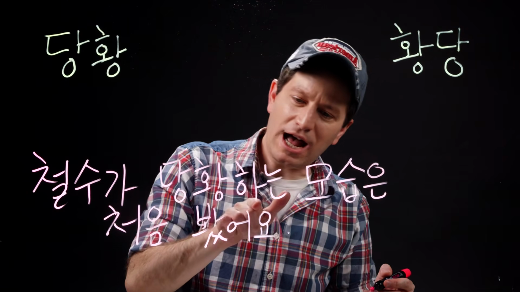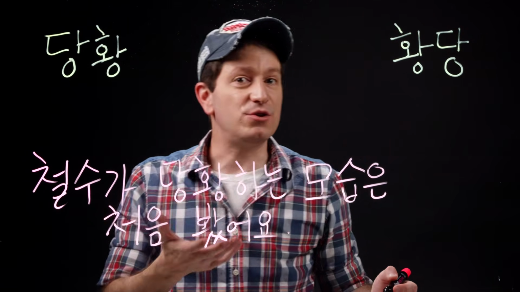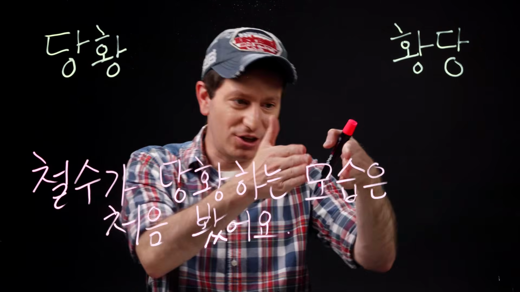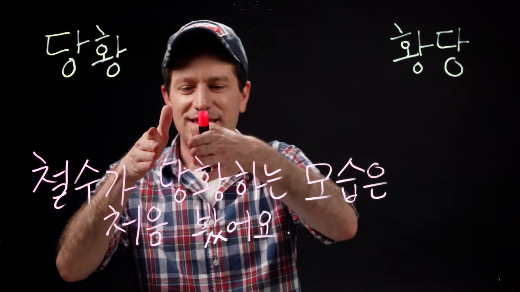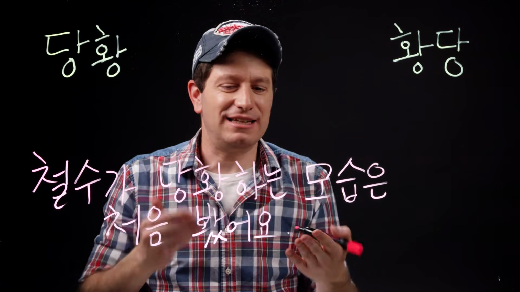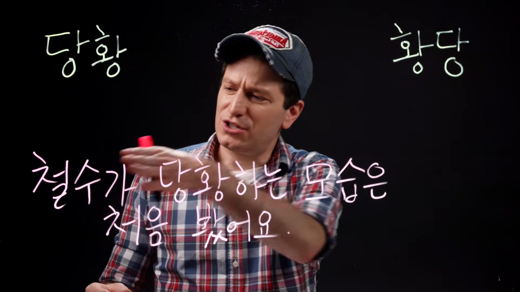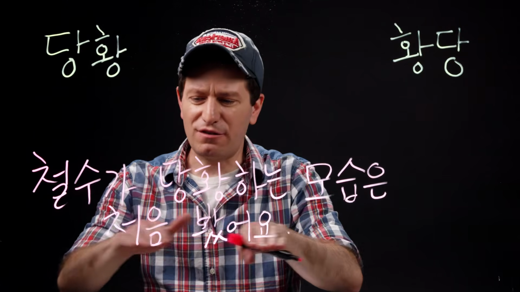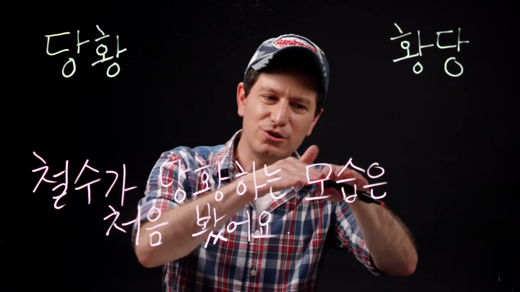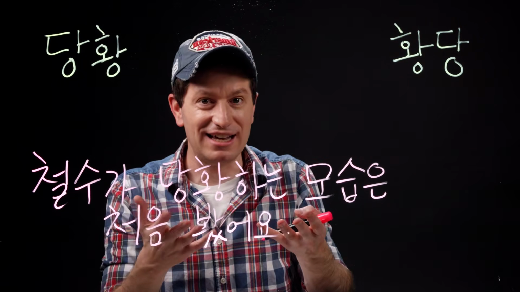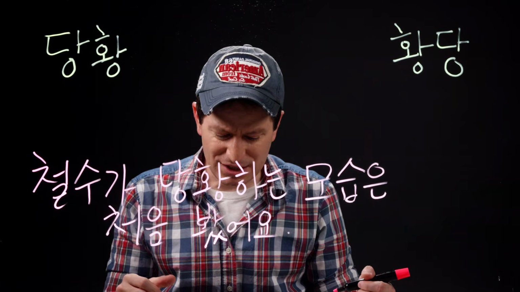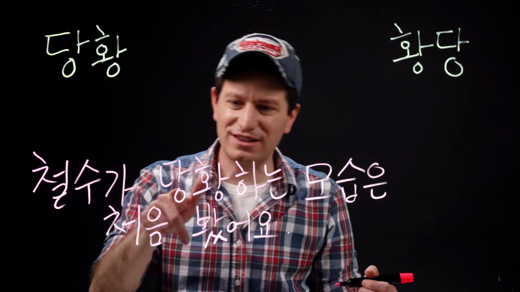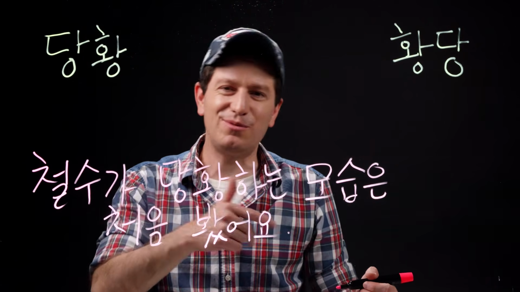철수가 당황하는 모습. Here it's being used as an adjective, so it's used to describe the way that 철수 looks, his appearance. That is 당황하는, that is flustered. 철수가 당황하는 모습은 처음 봤어요. So I saw for the first time 철수 looking 당황하다, looking flustered. So I saw 철수 looking flustered for the very first time. 철수가 당황하는 모습은 처음 봤어요.